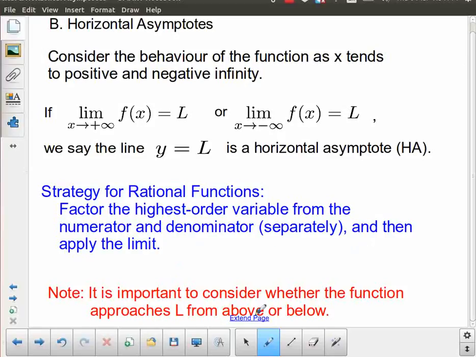A little note here as a warning, we have to consider whether the asymptote approaches the L value from above or below. And again, I'm going to illustrate that. That's something we really didn't pay a lot of attention to when we were graphing horizontal asymptotes in advanced functions. So this is another tool for the toolkit, but it also provides us with a more specific picture of what it looks like with the asymptote.